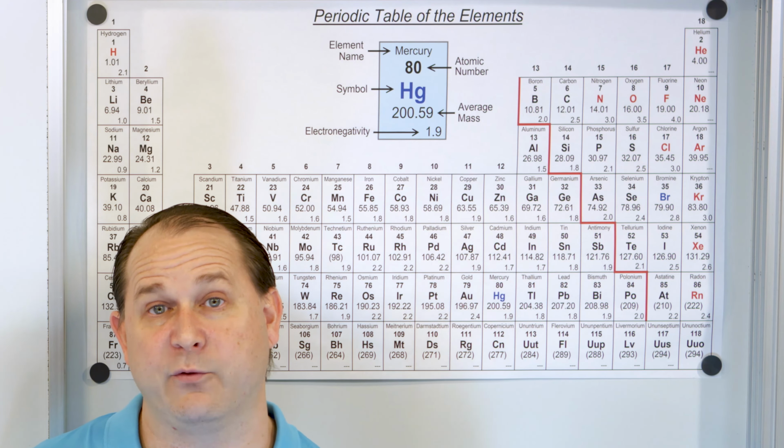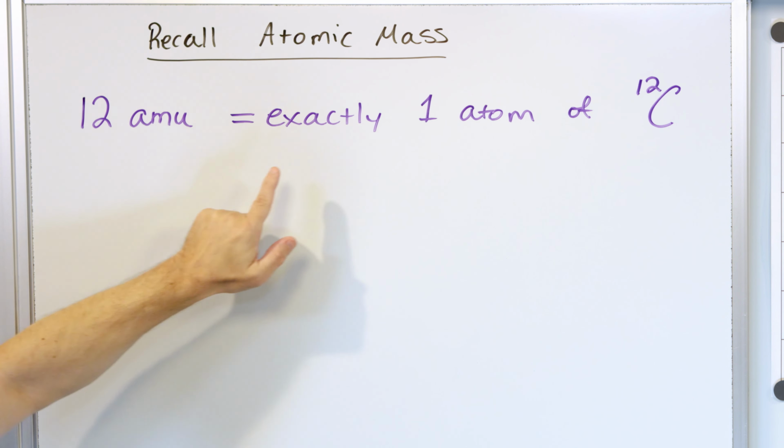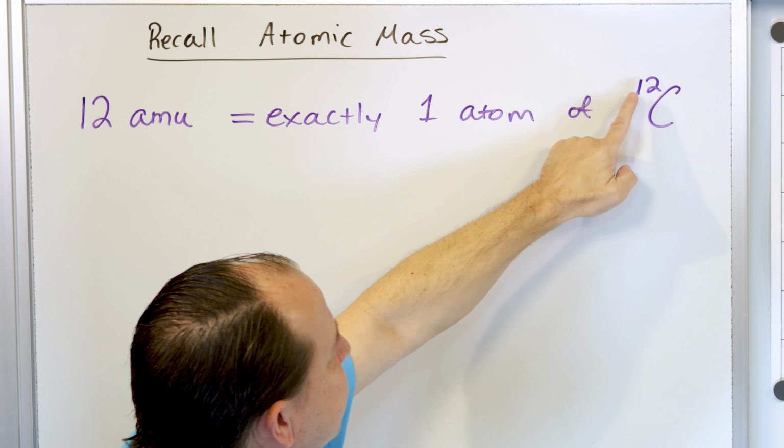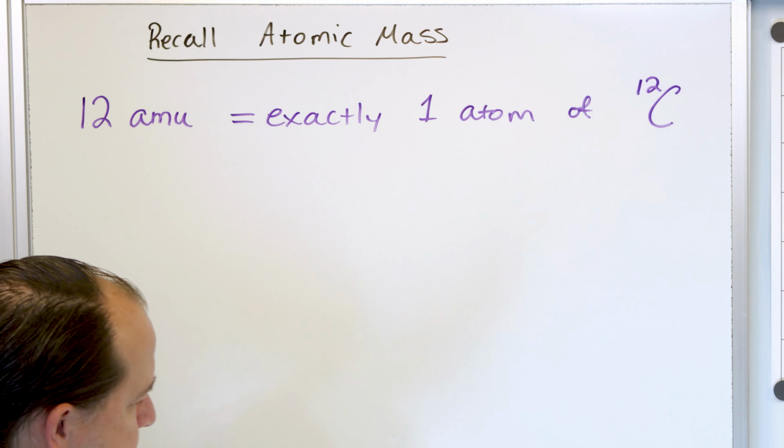Now, back to the topic of atomic mass. Atomic mass, 12 atomic mass units, is exactly 1 atom of this isotope of carbon, carbon-12, 6 protons, 6 neutrons, okay?